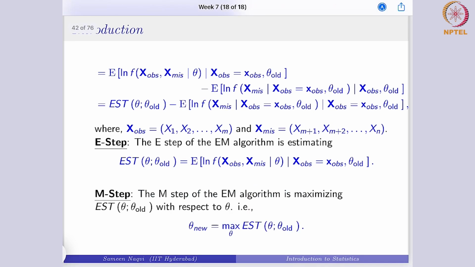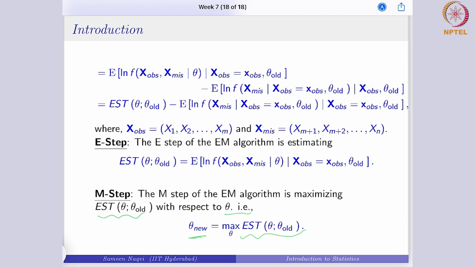Now, what do we do in the maximization step, that is the M step? Finally, we maximize this with respect to theta. That is, the new theta would be the one maximizing this particular E step.